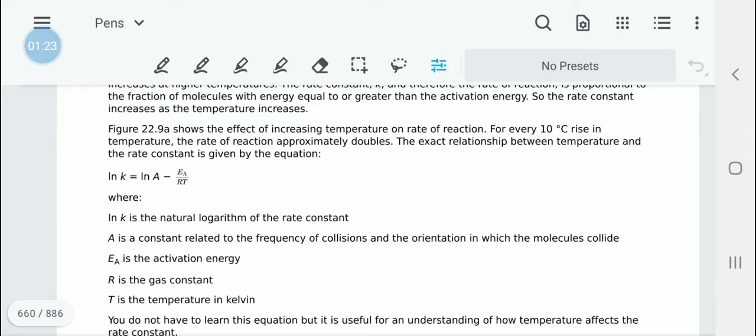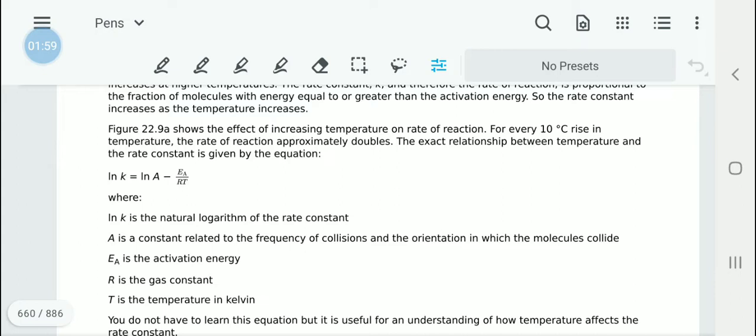It is commonly proven that every 10 degrees Celsius rise in temperature, the rate of the reaction approximately doubles. There is an equation that gives us this relationship. It is ln k equals ln A minus Ea upon RT. So natural logarithm of k is equal to natural logarithm of A minus Ea upon RT.